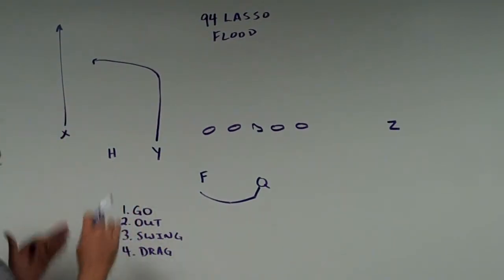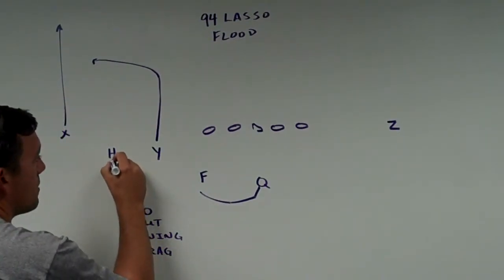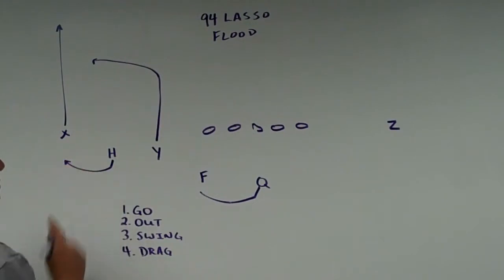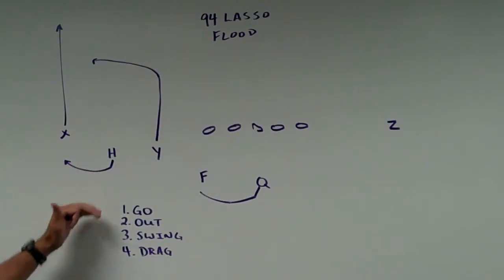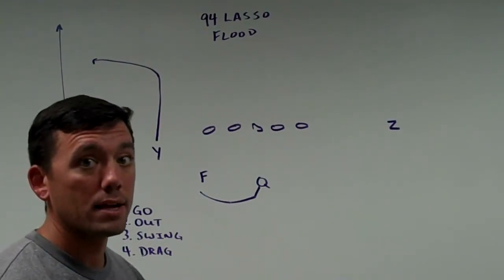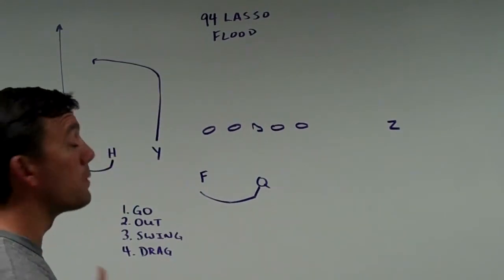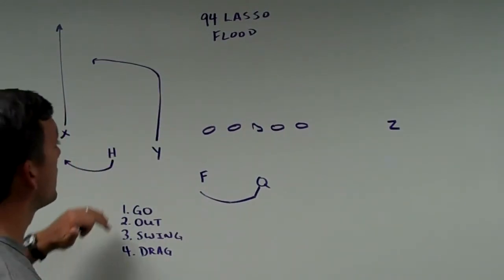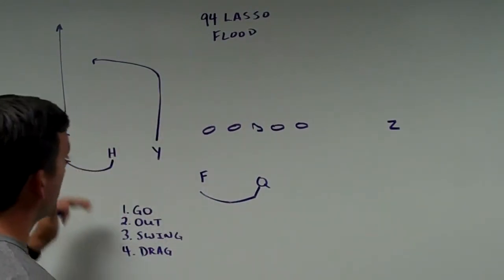We're going to have our H, our number 2 man, run the bubble or a swing route. And so for our quarterback, he can really recognize by coverage for the most part if he's going to be able to hit the go. And then immediately we're coming down to the out and then to the swing.